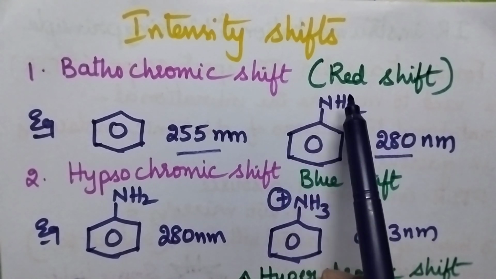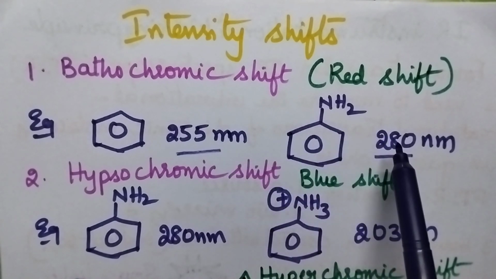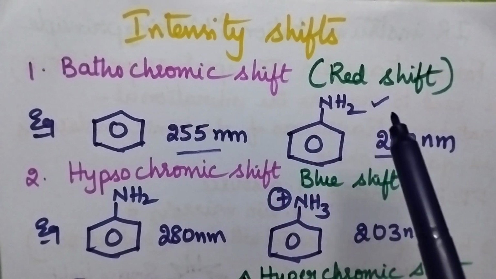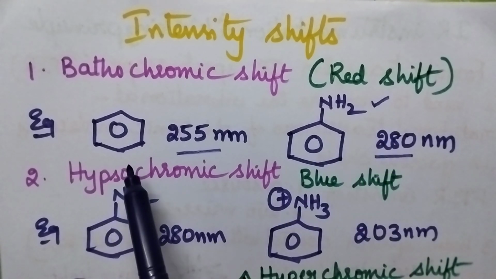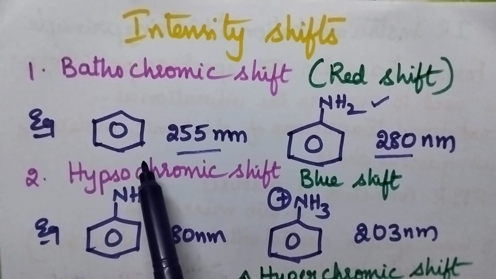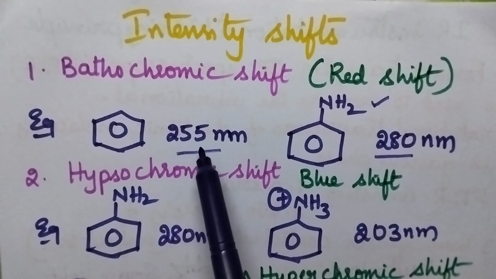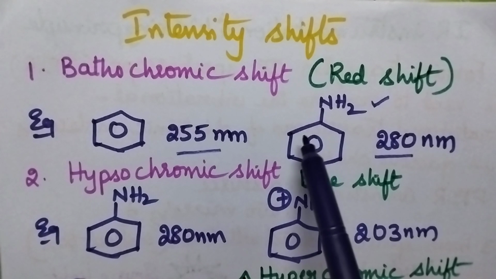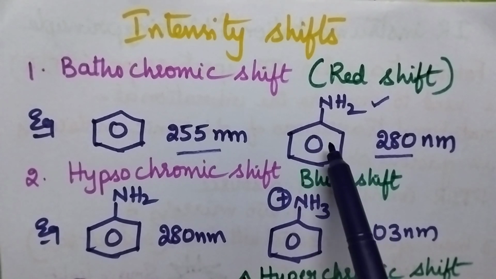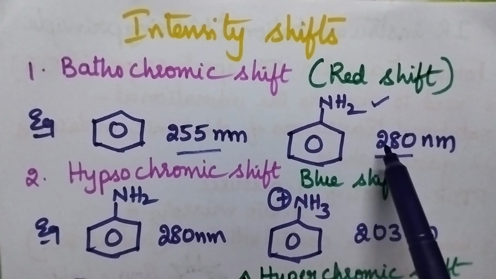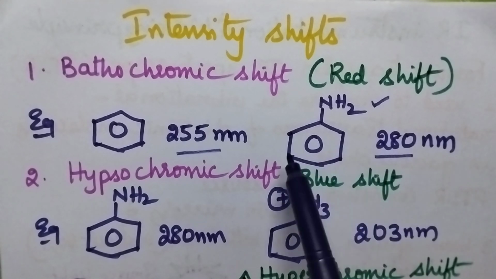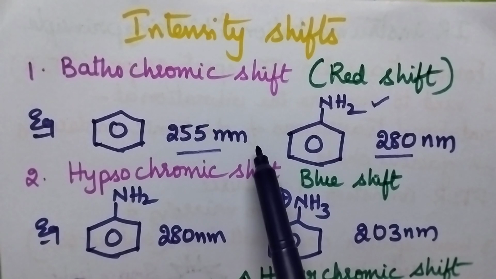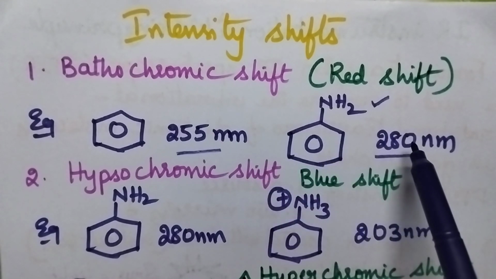It is the shift towards the longer wavelength region due to the presence of auxochrome or due to the solvent effect. For example, if we consider benzene, it shows a characteristic absorption around 255 nanometers. Whenever NH2 group is introduced on the benzene nucleus, then it shows a characteristic absorption around 280 nanometers. So due to the presence of auxochrome here, there is a shift of lambda maximum towards the longer wavelength region.